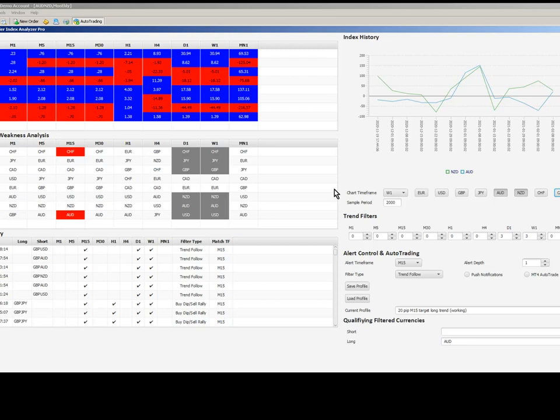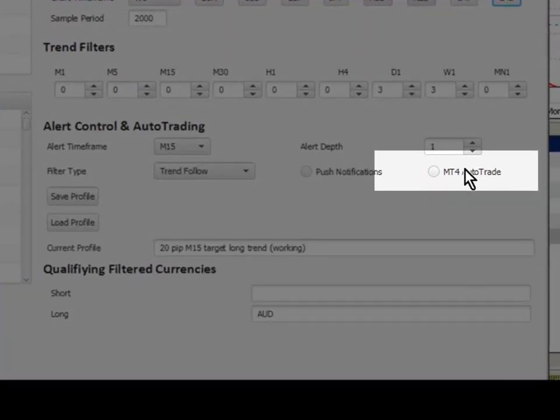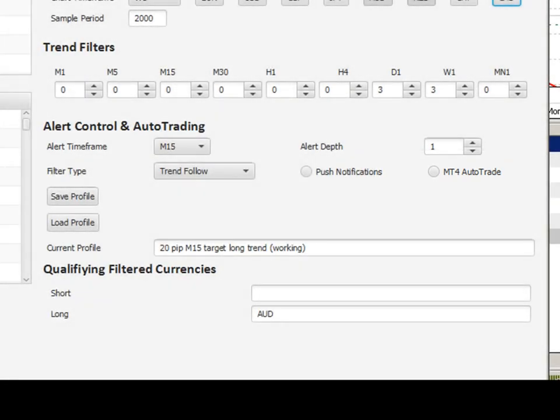But more importantly, using the system actively on a shorter time frame basis, you can now auto trade. So there's an MT4 auto trade feature. Let's talk a bit about the filters. This can get quite complicated, so bear with me.